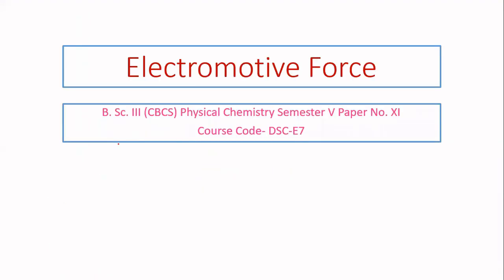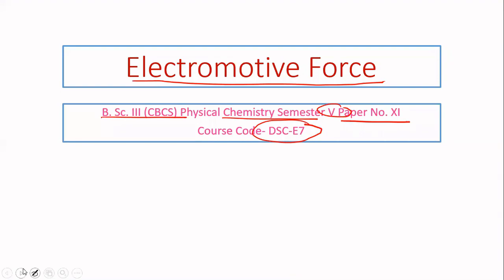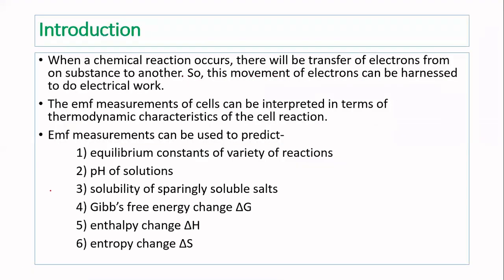Okay, so today we will discuss the electromotive force topic, BSc 3 CBCS Physical Chemistry. We are in semester number 5, and as discussed yesterday, paper number 11 for physical chemistry. The code number is DSC E7. So we'll move to the next slide.